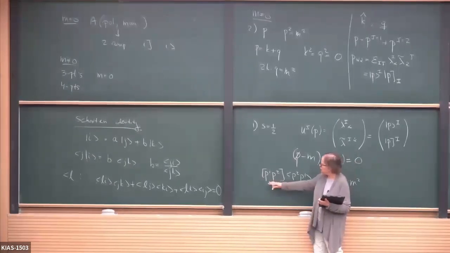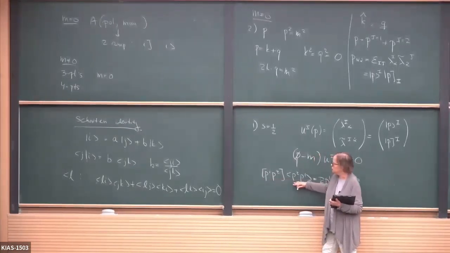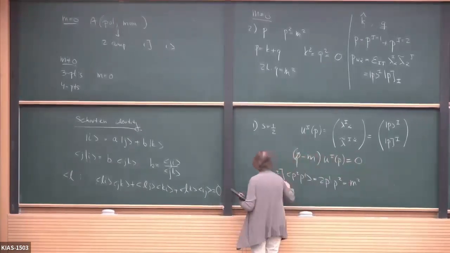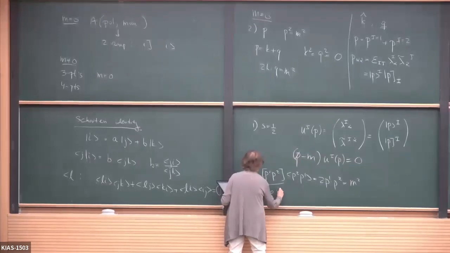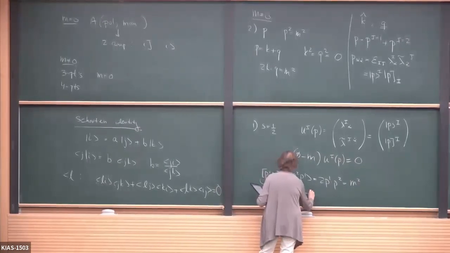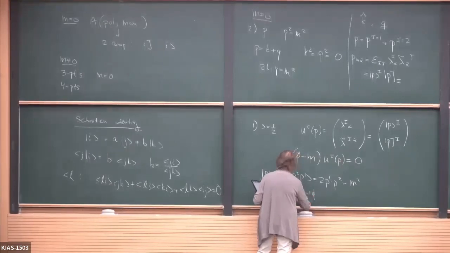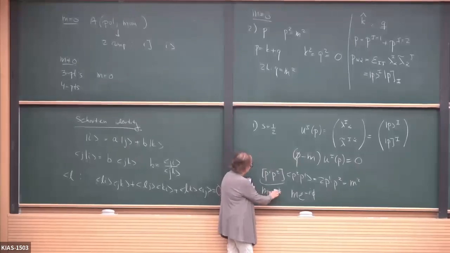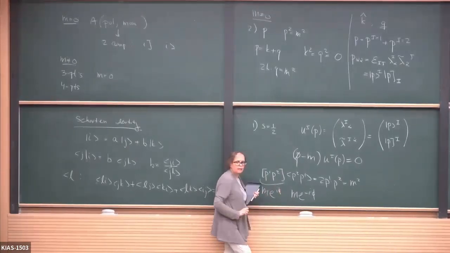So for real momenta, each one of these guys is equal to m up to a phase. Okay, so this is equal to m times some e to the I phi, and this guy is equal to m times e to the minus I phi. And we can choose, for example, phi equals 0, such that each one of these is equal to m.